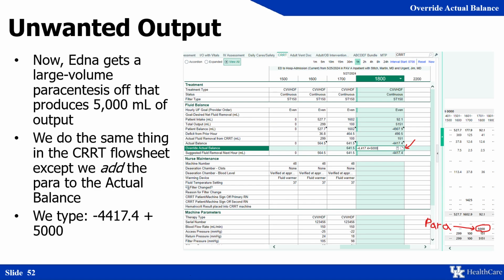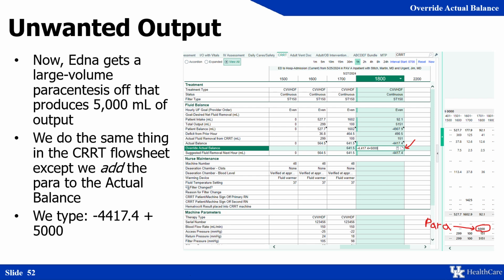As far as unwanted output, it's the exact same thing, except this time we're going to use a negative number and add in the unwanted output. So if you do the paracentesis example here, where they took off 5 liters, you can see that when you run the numbers, it gives you a suggestion of negative 4,417.4.